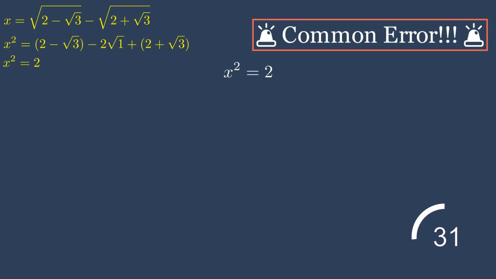But wait, this is wrong! Although it seems like x equals positive root 2, it actually equals plus or minus root 2, since both result in 2 when squared.